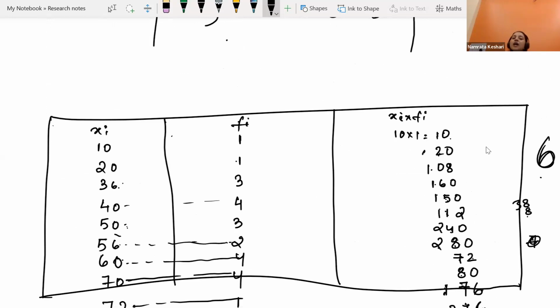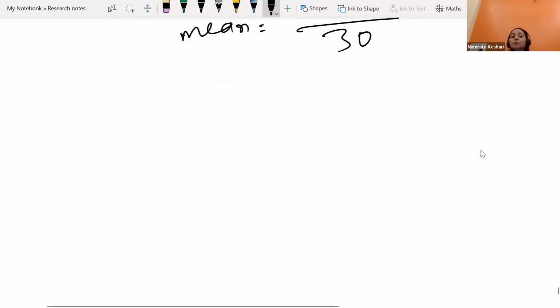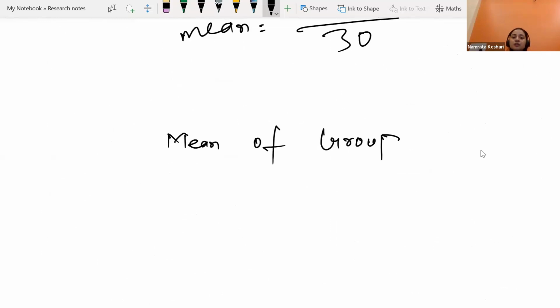Okay, when we are having data and frequency, then by using this method, we can find the mean. Is it crystal clear to all of you so far? Now here, specifically, we will be discussing the mean of grouped data.